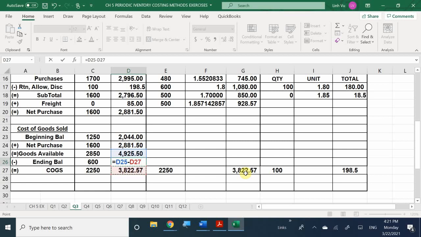That would equal our 49.25 minus the 38.22.57. Correct, which is $1,102.93. Good. 1102.93. Okay. All right.